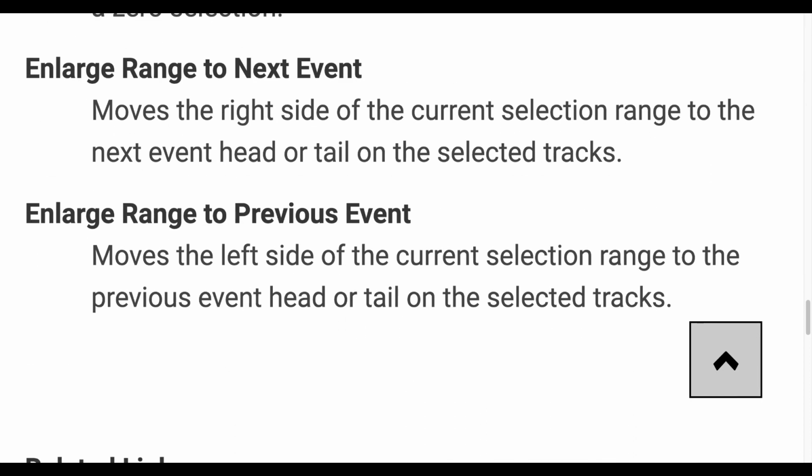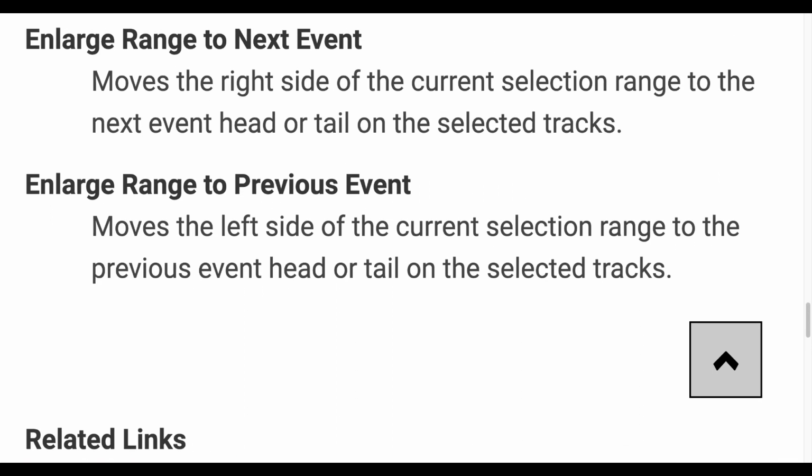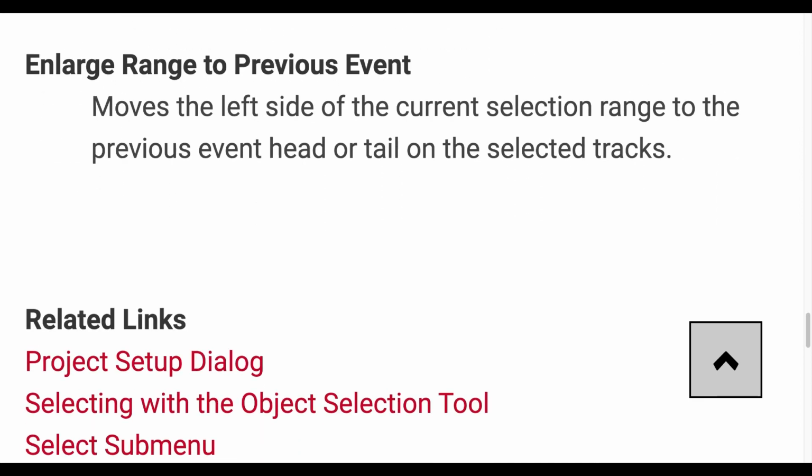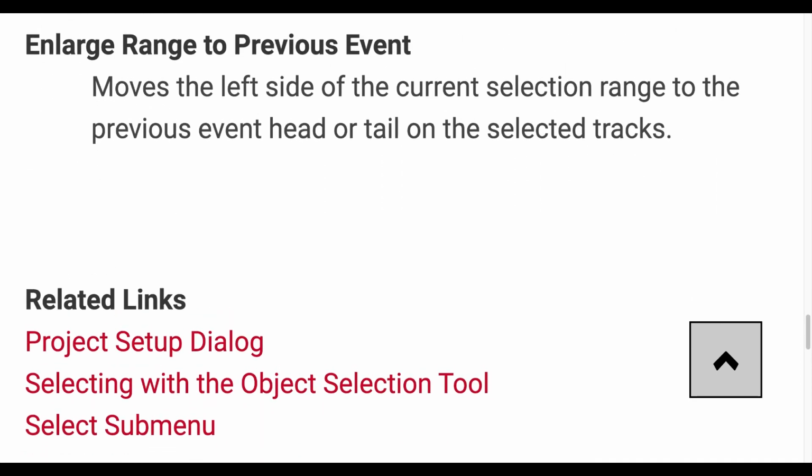Enlarge range to next event. Moves the right side of the current selection range to the next event head or tail on the selected tracks. Enlarge range to previous event. Moves the left side of the current selection range to the previous event head or tail on the selected tracks.